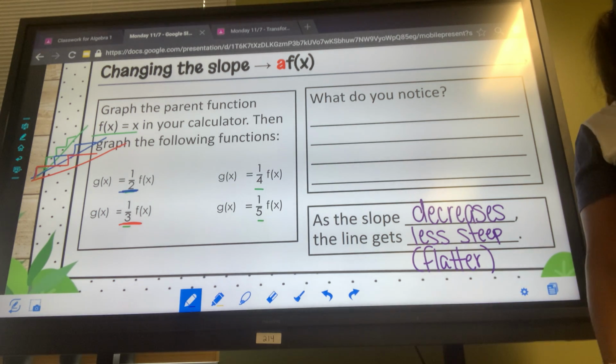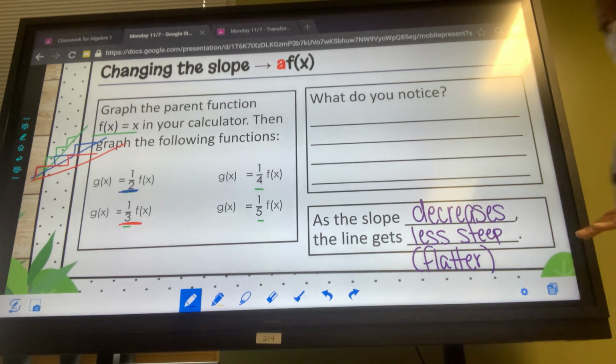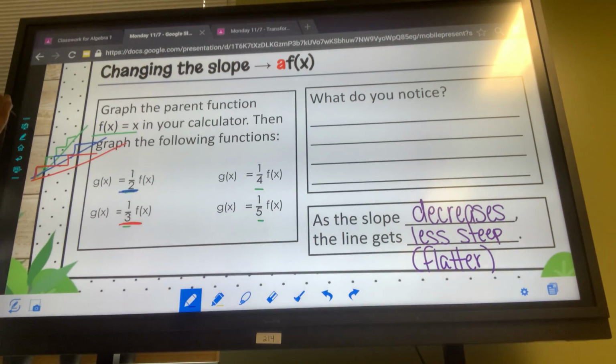Do we have to do that? You don't have to go. Now we're skipping up. Trying to move quickly.